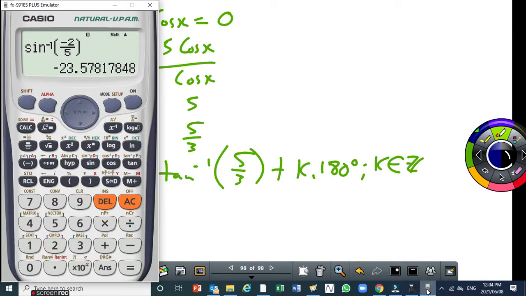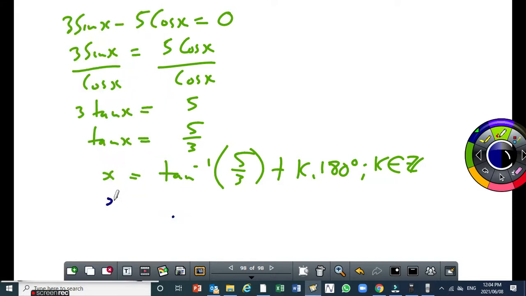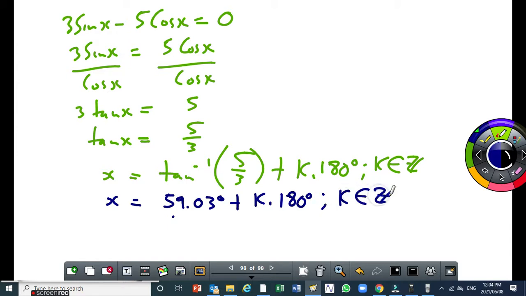Then let's bring the calculator in there. Shift tan fraction option 5 divided by 3. Okay, you get the angle there, 59,03. So x will be equal to 59,03 degrees plus k times 180 degrees, where k is an element of z. Right? I'm not done here.